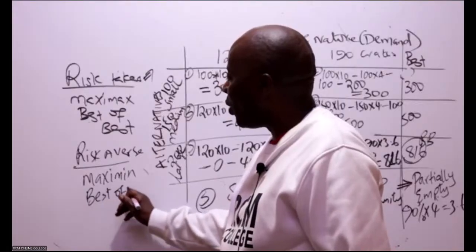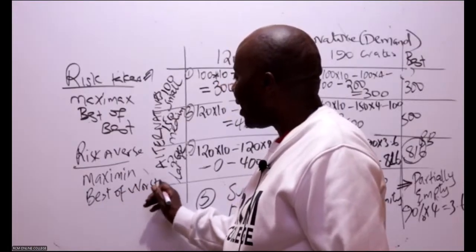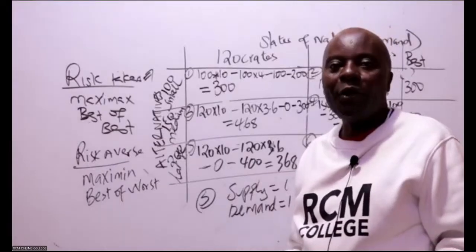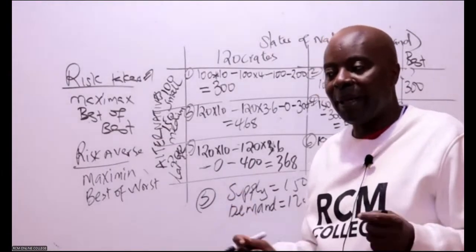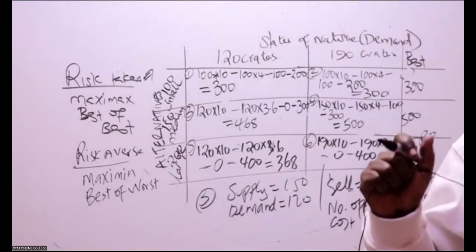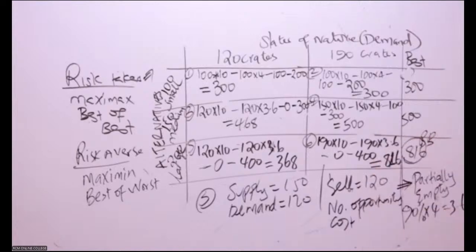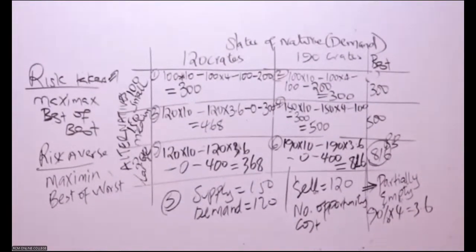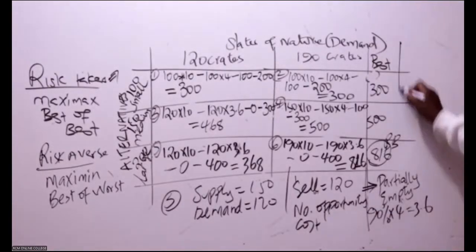So we advise risk averse using Maxi Mini, which is best of the worst. They are pessimists, remember. They always expect the worst to happen. And there are people who are like that. Somebody is sick, and when they go to the hospital, they can only see themselves dying. There are people who have that kind of attitude.